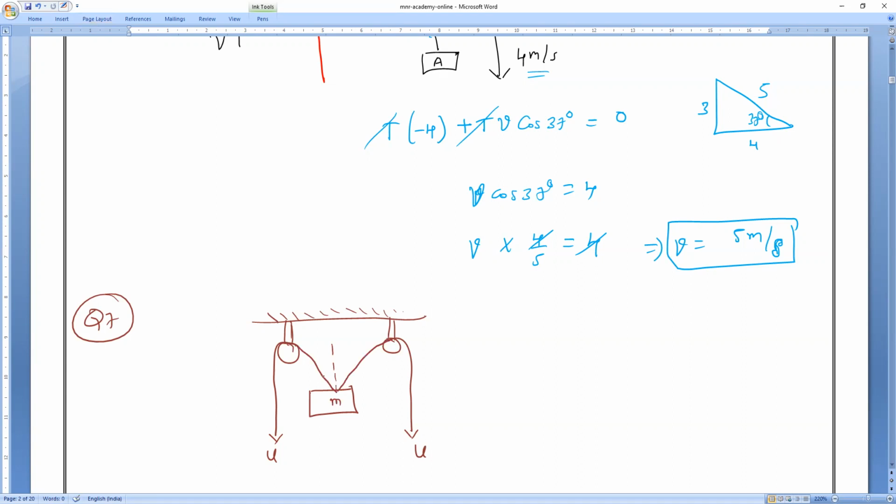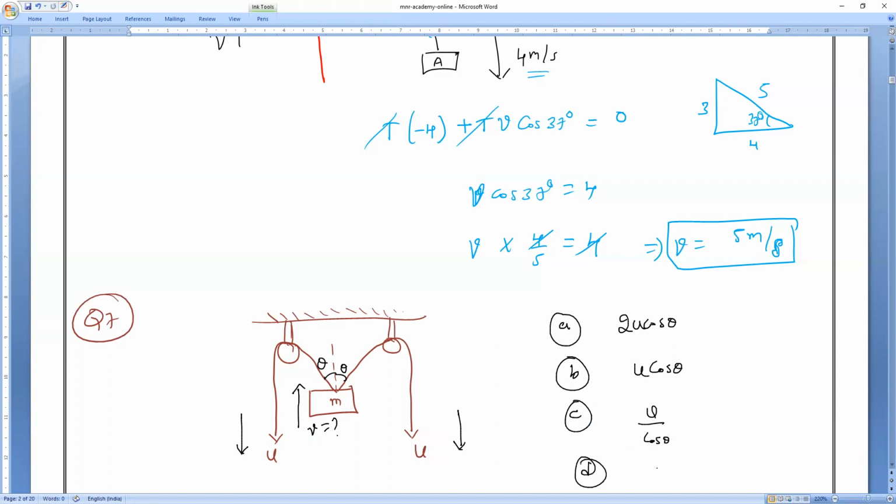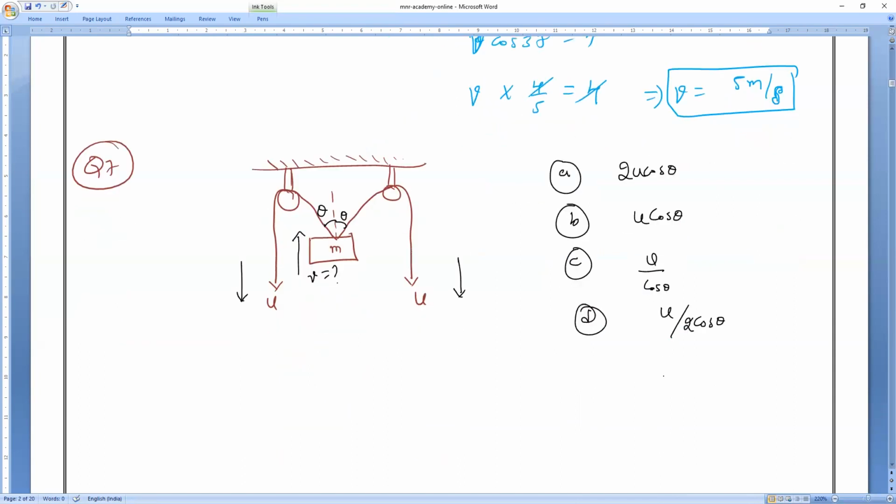Here the angle is theta and here also the angle is theta. Now first the tensions, make it fast. As these are going downwards, this is also going downwards, so this body will go upward. What is the velocity we have to find? Option A: 2u cos theta. Option B: u cos theta. Option C: u by cos theta. Option D: u by 2 cos theta. I'm giving just 1 minute. Let me see how many of you try.